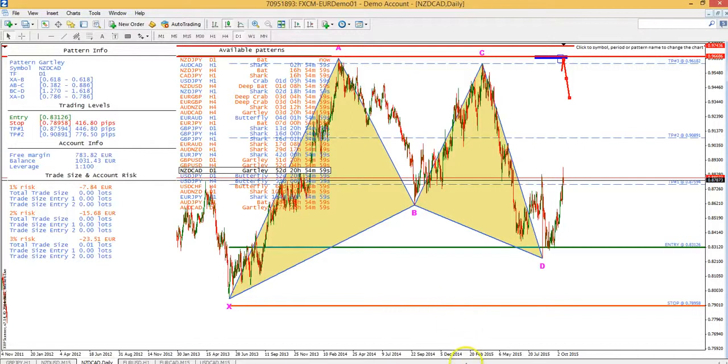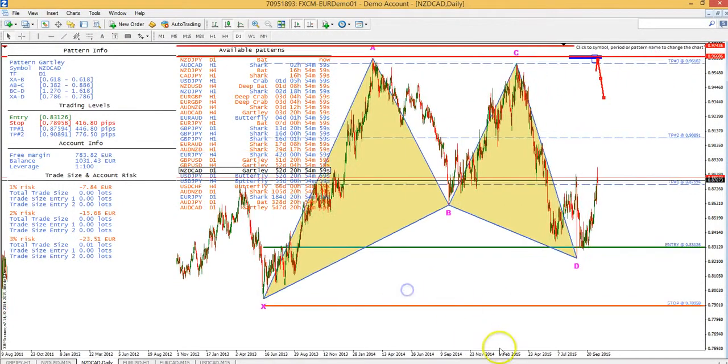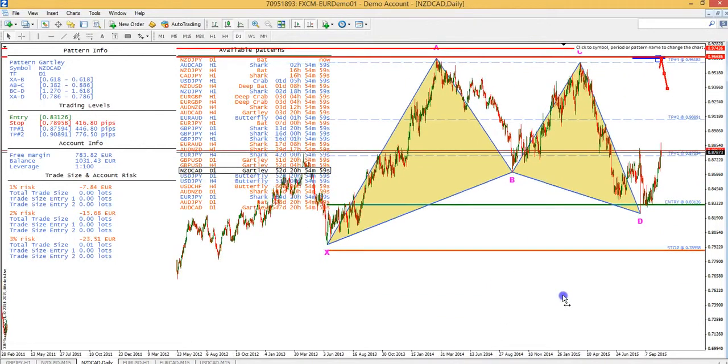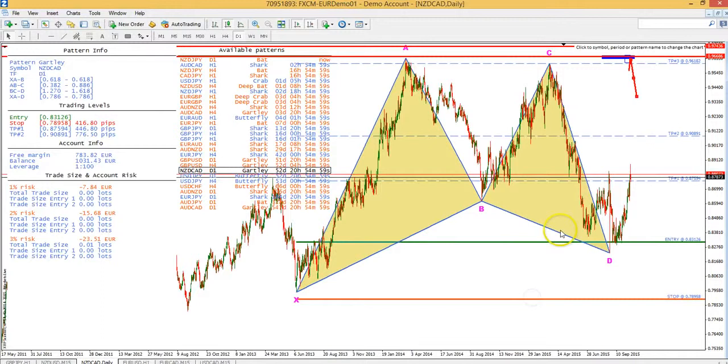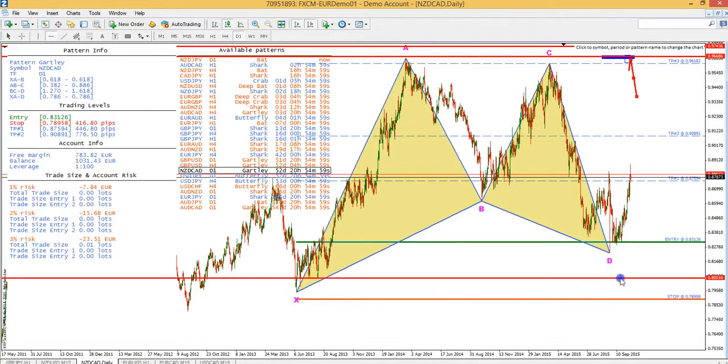NZD CAD. This is the daily chart. Let's zoom out a little bit. I can't really see it too much. Okay, this entry isn't bad, the entry I'm talking about is right here. But the most ideal entry probably would have been down here. That would have been beautiful. Around this area would have been a very, very nice buy zone, right?